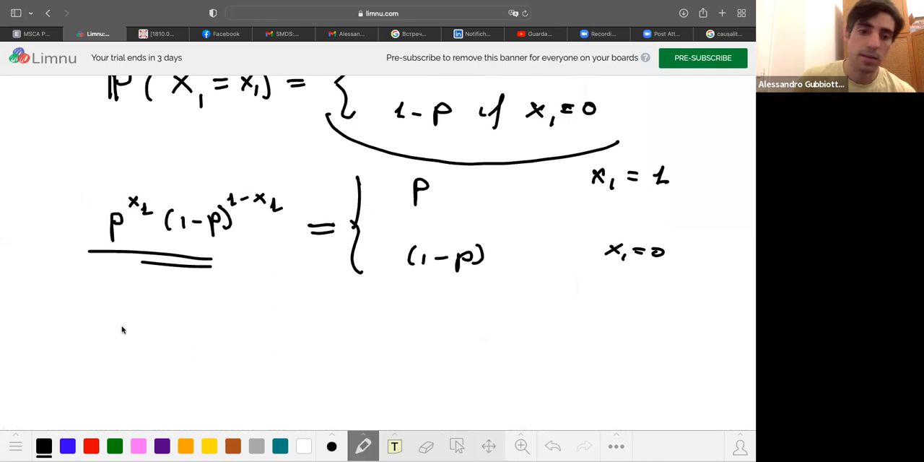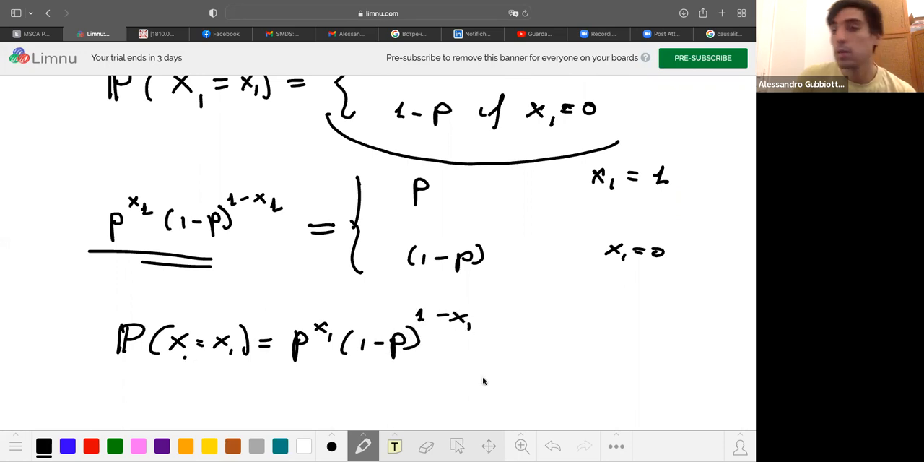So we can write the probability of capital X1 equal to x1 as p to the power x1 times 1 minus p to the power 1 minus x1. To check this equality, just substitute the values x1 equal to 1 or x1 equal to 0.